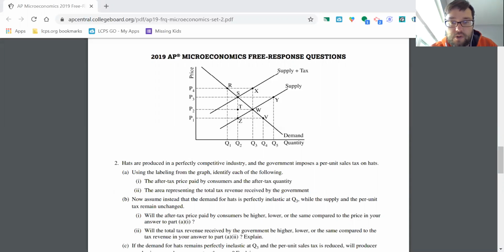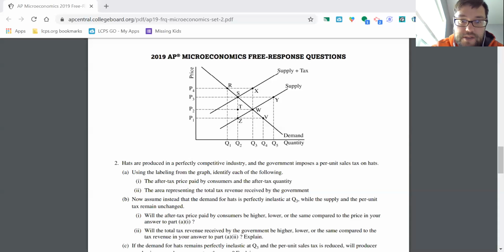So we want to ignore the initial supply curve, right? We're talking about consumers, and they don't know the difference. The price is the price, so it's including the tax. Where is this market going to clear? So you find the supply plus tax curve and then the demand curve, and they intersect at this point here.